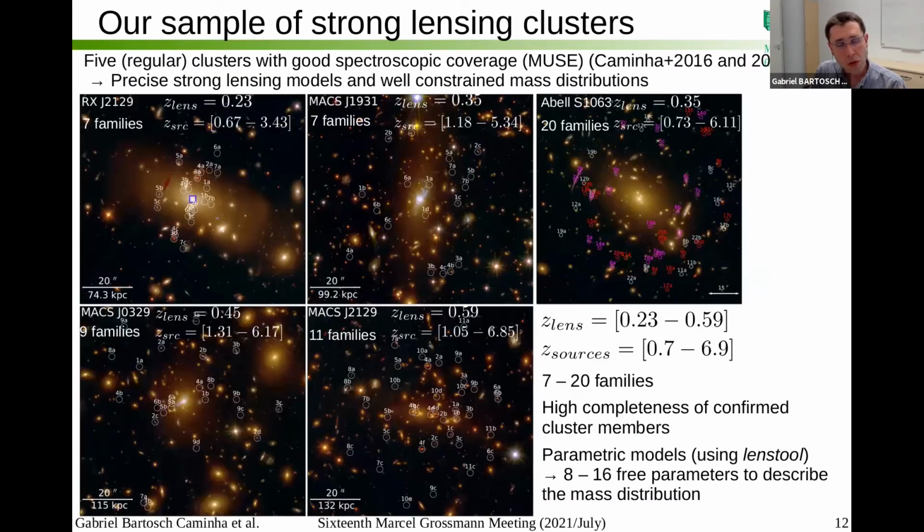And what I'm going to talk about now is the cluster sample that we used to do this joint constraint. And basically we are using these 5 clusters.